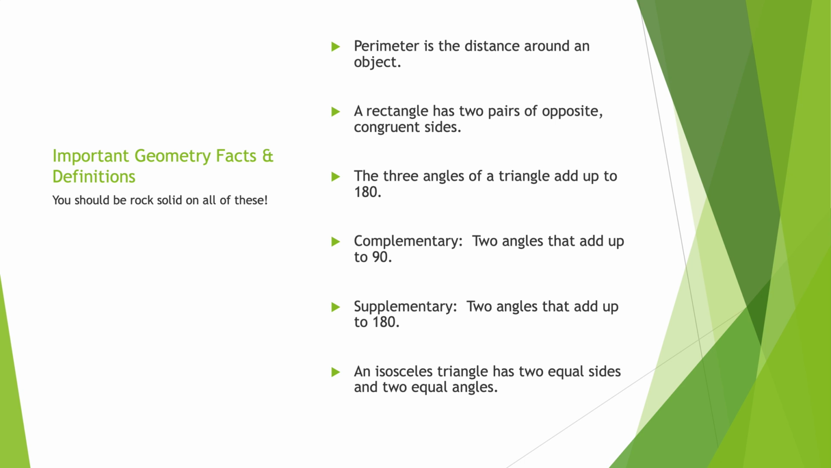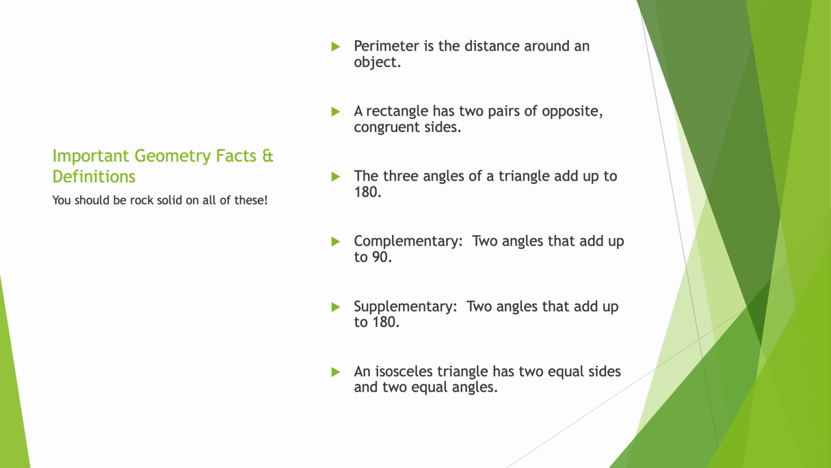Okay, so we are now on to some geometry type of questions. I want to remind you of some basic geometry facts. The perimeter is the distance around an object. A rectangle has two pairs of opposite congruent sides. We talked the last time about how congruent means same size and shape, and it applies to the shape. Numbers are equal.